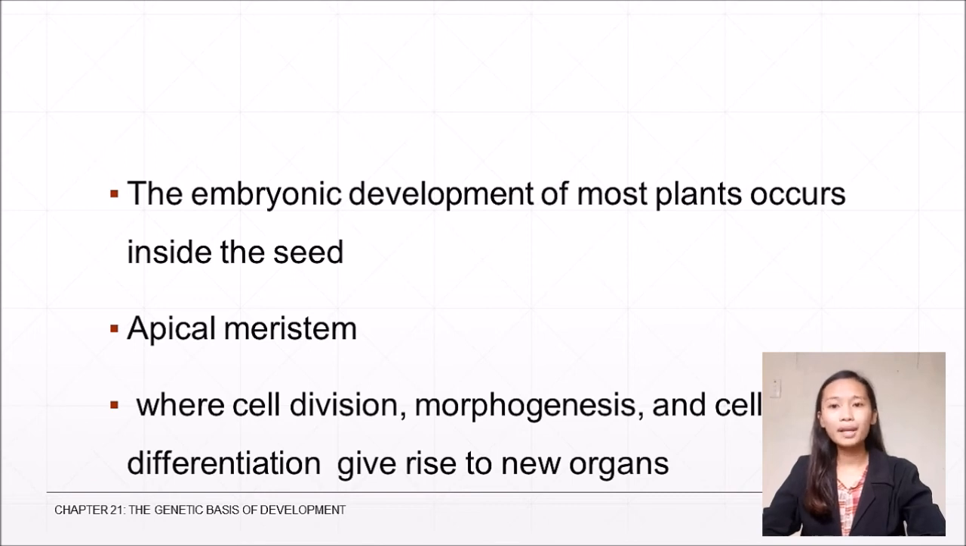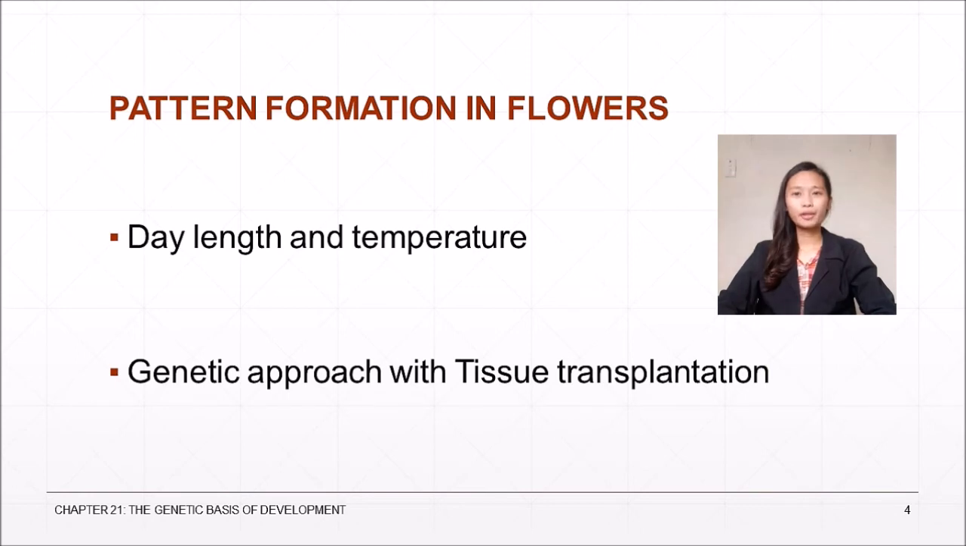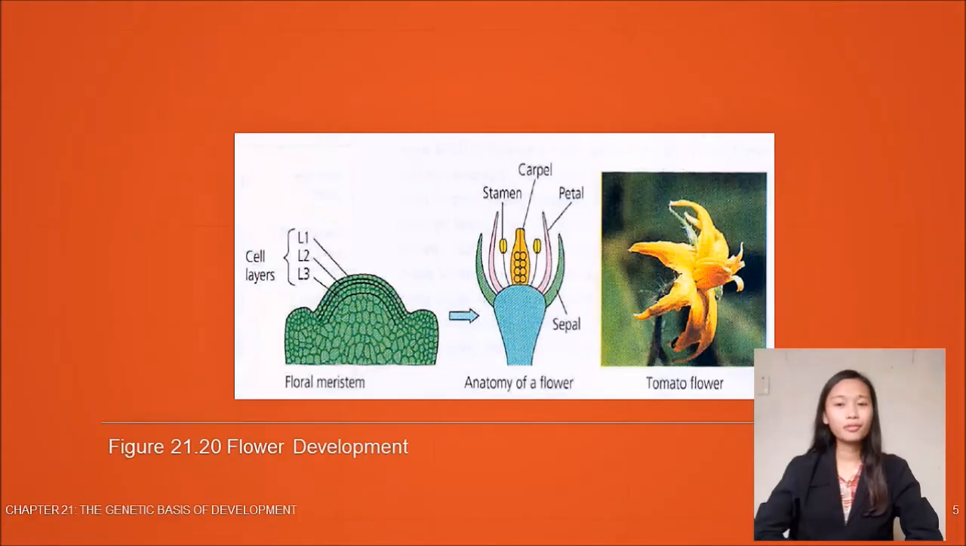Floral meristem is the apical meristem where flowers are produced. Pattern formation of flowers: environmental signals such as day length and temperature trigger signal transduction pathways that convert an ordinary shoot meristem to a floral meristem, causing a plant to flower. The researchers have combined a genetic approach with tissue transplantation to study induction of the development of tomato flowers. As shown in the figure, the floral meristem is a bulb consisting of 3 layers. All these 3 layers participate in the formation of a flower.